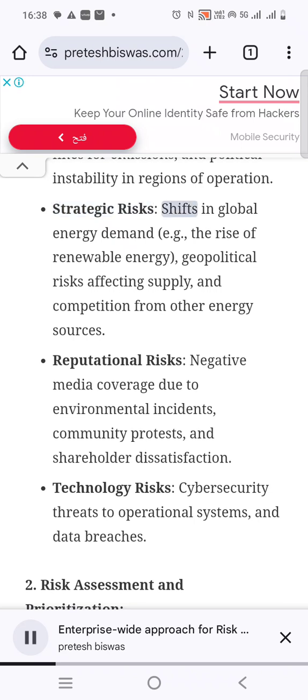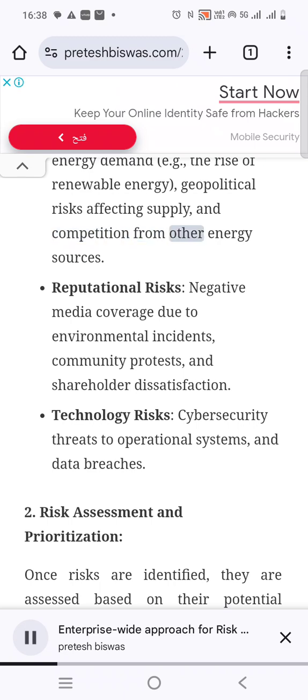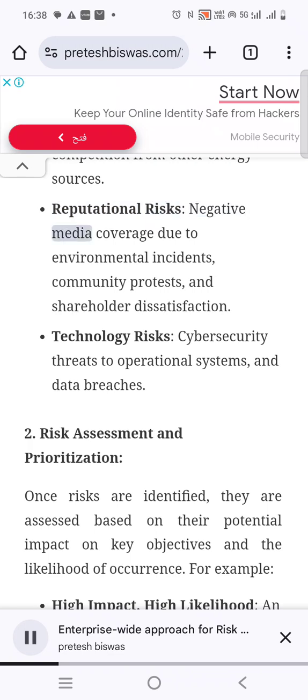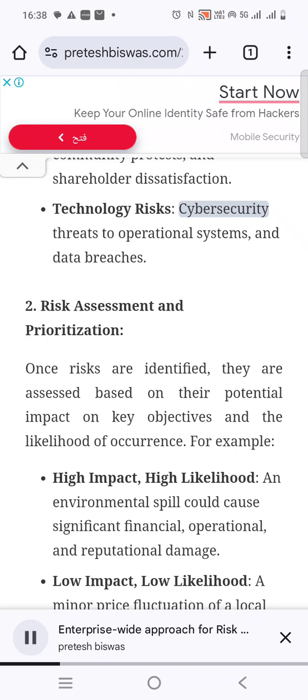Strategic risks: shifts in global energy demand, e.g., the rise of renewable energy, geopolitical risks affecting supply and competition from other energy sources. Reputational risks: negative media coverage due to environmental incidents, community protests, and shareholder dissatisfaction. Technology risks: cybersecurity threats to operational systems, and data breaches.